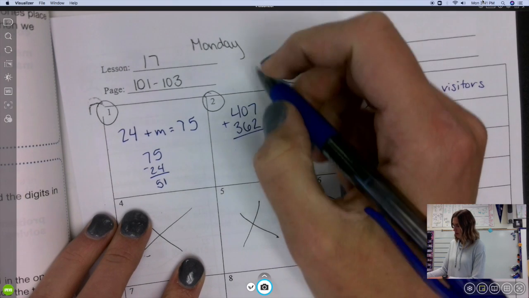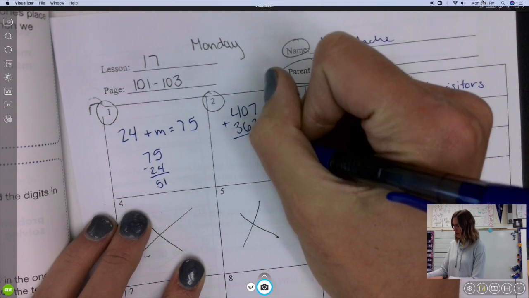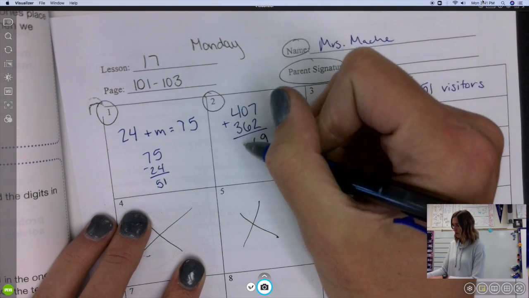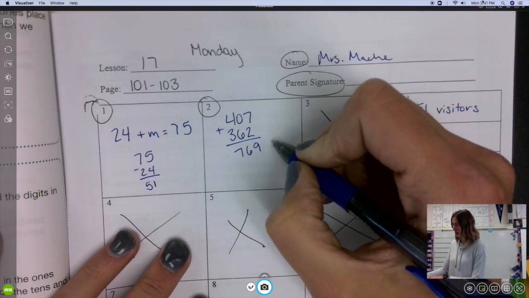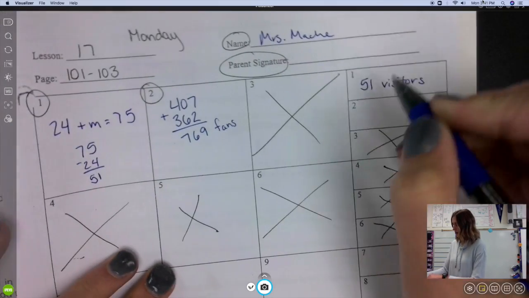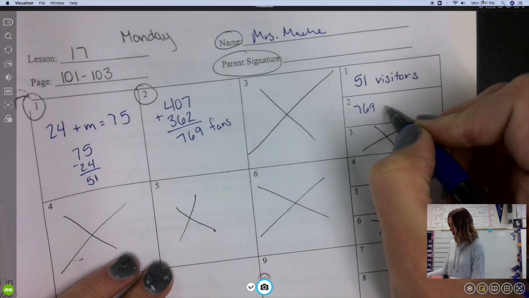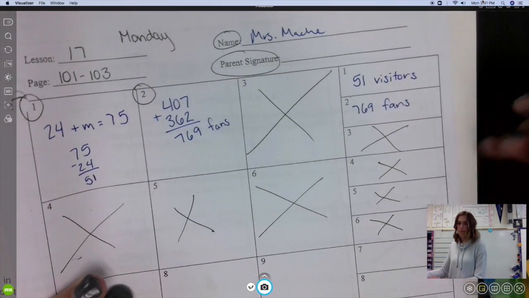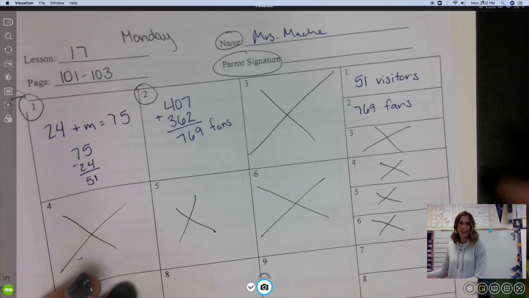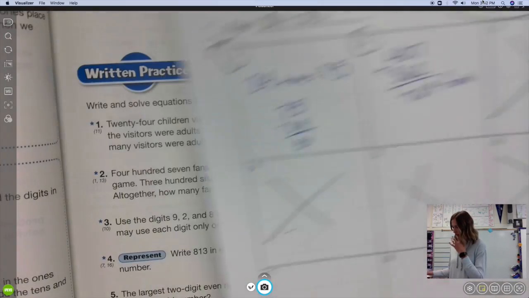So 7 plus 2 is 9. 0 plus 6 is 6. 4 plus 3 is 7. So we get 769 fans at the game. Excellent. Let's go on to number 11.